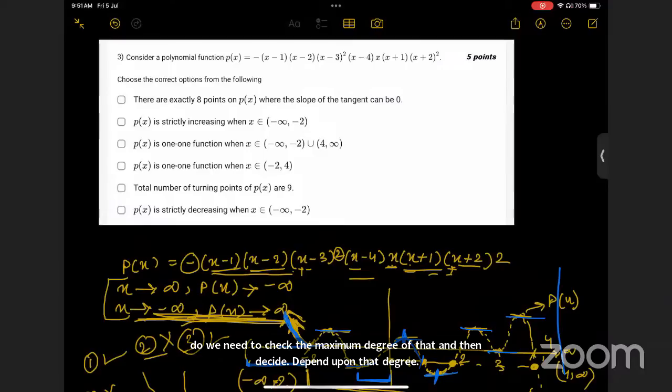You can examine the end behavior when x tends to infinity. What will be the end behavior of P(x), and when x tends to minus infinity, what will be the end behavior of P(x)? You can analyze it, then you can draw the graph. Here, when x tends to minus infinity, we can see P(x) will tend to infinity. So the graph will start from the upward direction.